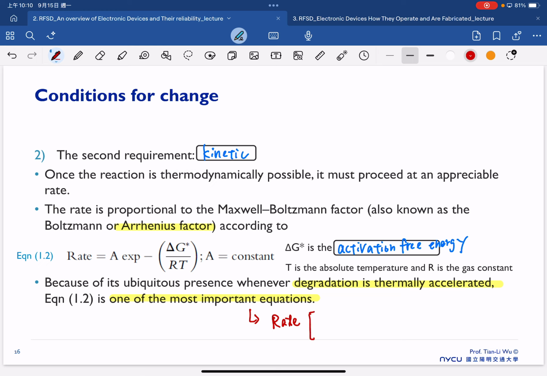One is what we call the activation energy, and this equation also tells us that the rate is related to the temperature.